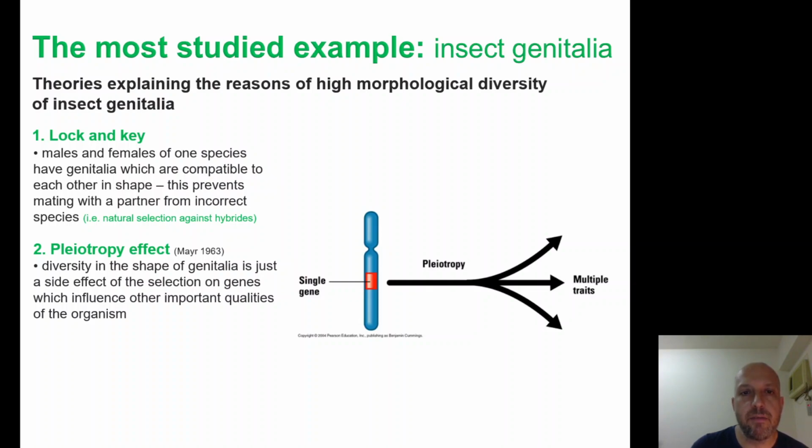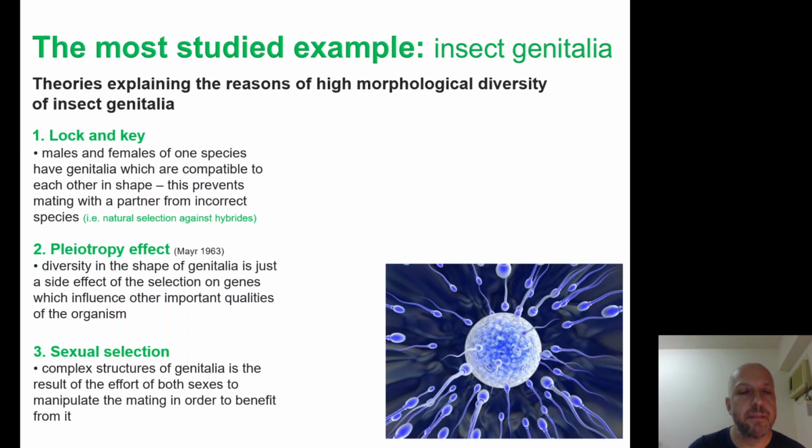The idea is that if you have a gene somewhere in the cell, it has some main function, but because it produces some protein, it actually can also affect some other things which are not really related to the main function, right? So kind of randomly, it also affects other things. So the idea of Mayr was that the diversity in shape of genitalia is basically just some kind of side effect of some genes which in reality work for something else.